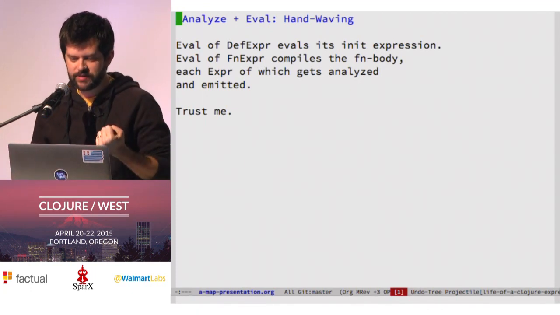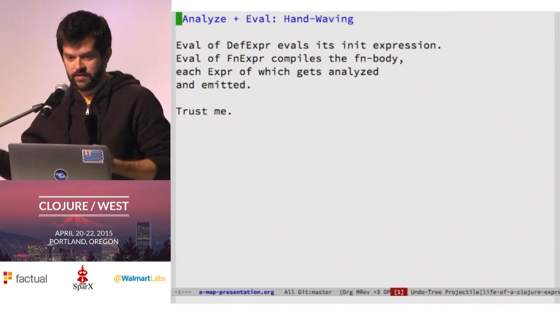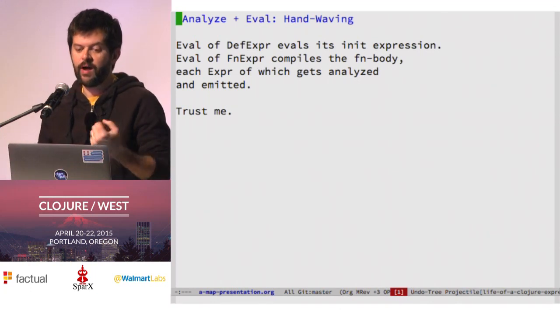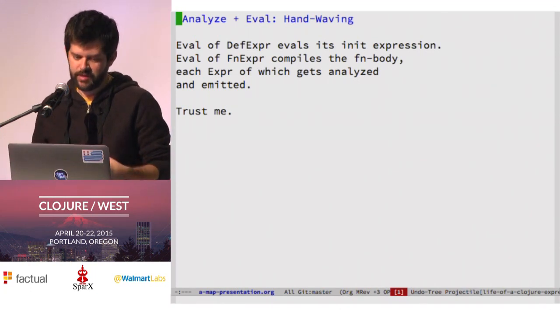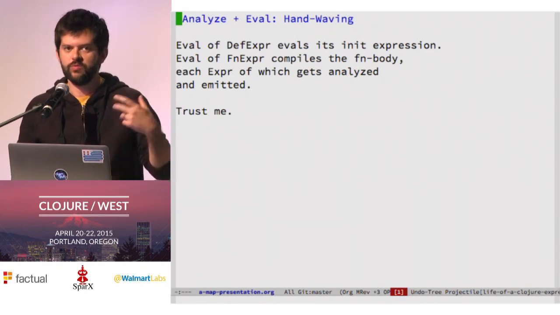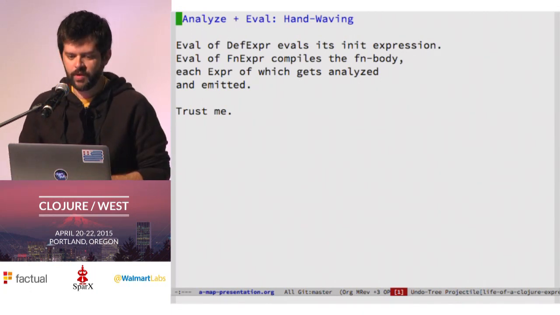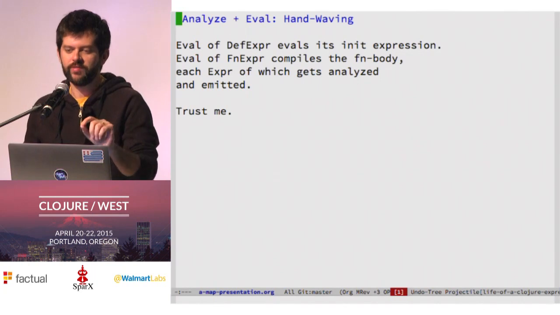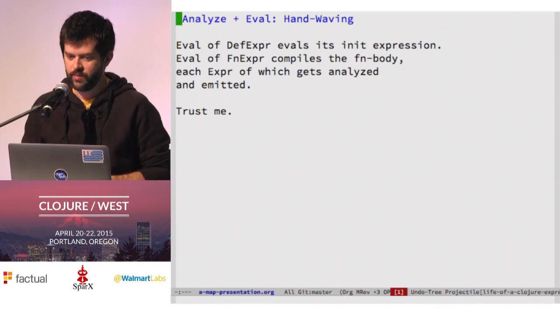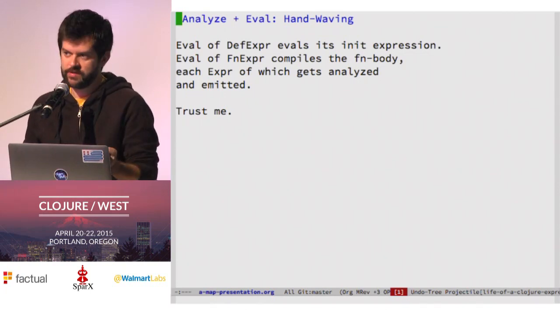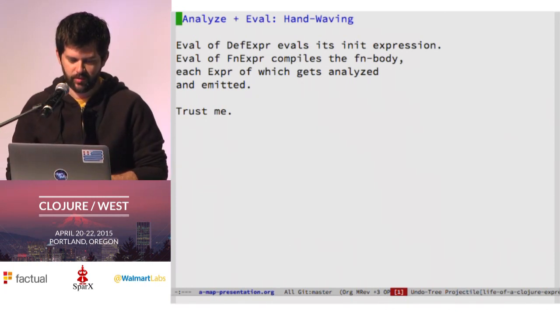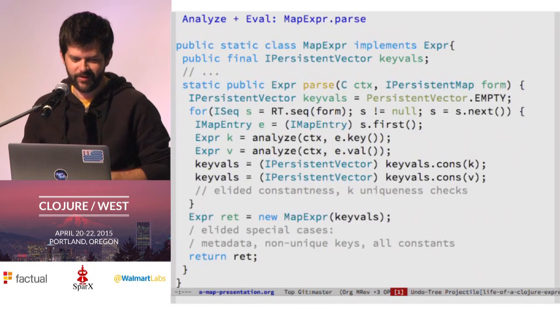So when you eval the DefExpr, it evals its init expression. That's going to be our function. When you eval the FnExpr, it's going to compile a class representing that function the first time it gets evaled. And it's going to compile that class into the dynamic class loader and make it available. That's going to be interesting, and we're not going to look at all the details of what FnExpr does, but we're going to look at what our MapExpr does when you get there. Each expr in the body of the function is going to be analyzed and then emitted, so we'll talk about emitting a little bit, but we won't look at the code.